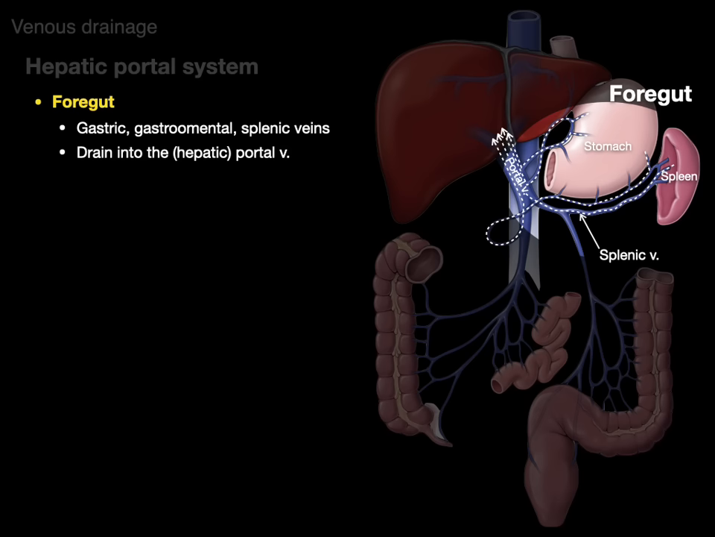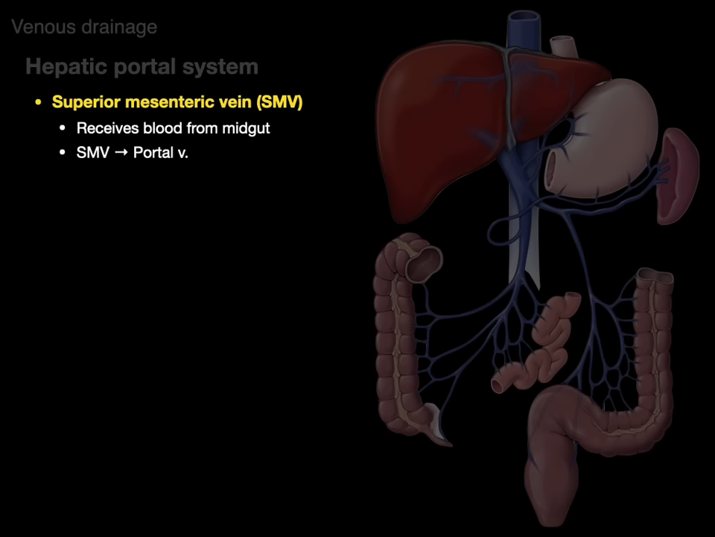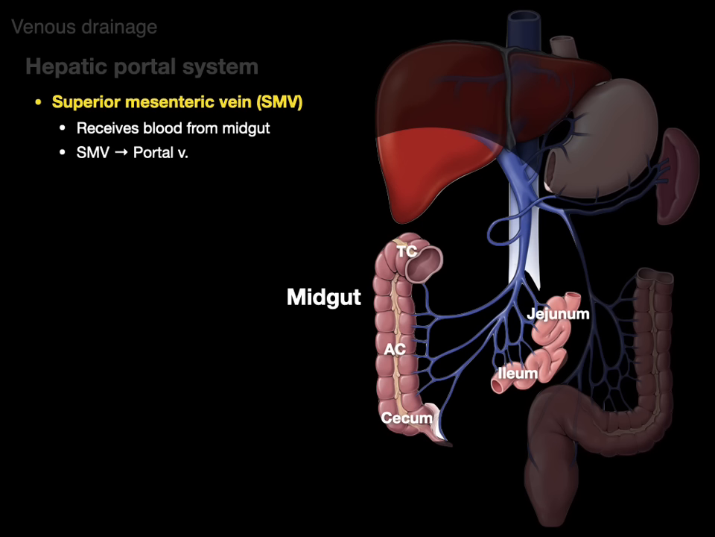The superior mesenteric vein receives blood from the midgut, so the superior mesenteric vein goes to the portal vein and into the liver. So there's the midgut with the jejunum and ileum and the cecum, ascending and transverse colon. And there's the superior mesenteric vein collecting blood from all the midgut organs into the portal vein, into the liver.